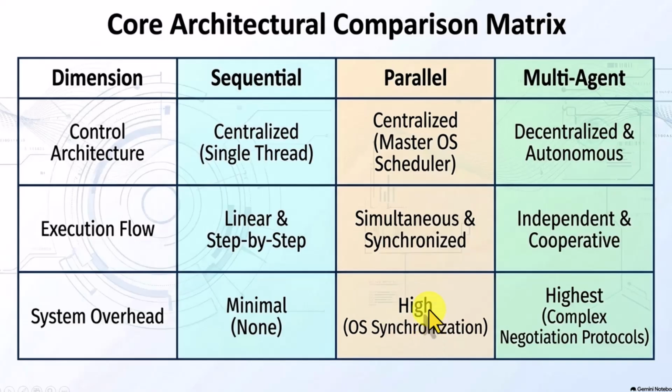In parallel, it's high. Why? Because that synchronization takes time, okay? So operating system synchronization is just extra work that computer does. And in multi-agent, okay, that is kind of the highest. Why? Because there are complex negotiation protocols, okay, between the agents and the coordination and things like that. They just take time. So that is a complete overview of the three architectural models.